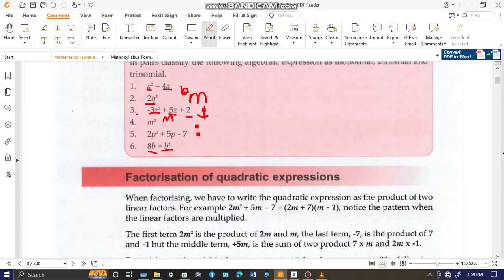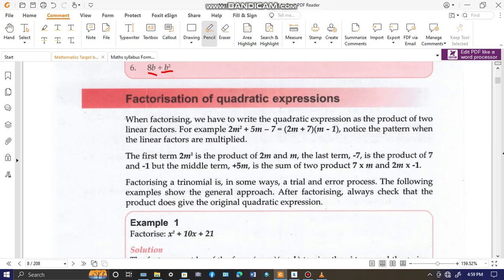From explaining the types of quadratic expressions, the next step that you will go through is the process of factorization of quadratic expressions. In Target Book 3, when factorizing, we have to write the quadratic expression as the product of two linear factors. If you remember, we talked about linear factors as those factors that when multiplied, give you a quadratic expression. For example, if you have 2m squared plus 5m minus 7, the linear factors of that expression are 2m plus 7 and m minus 1.